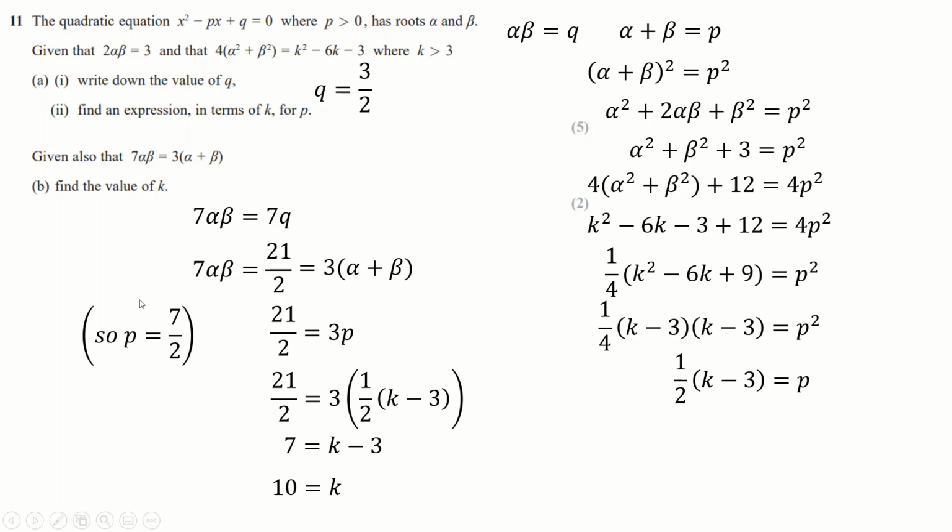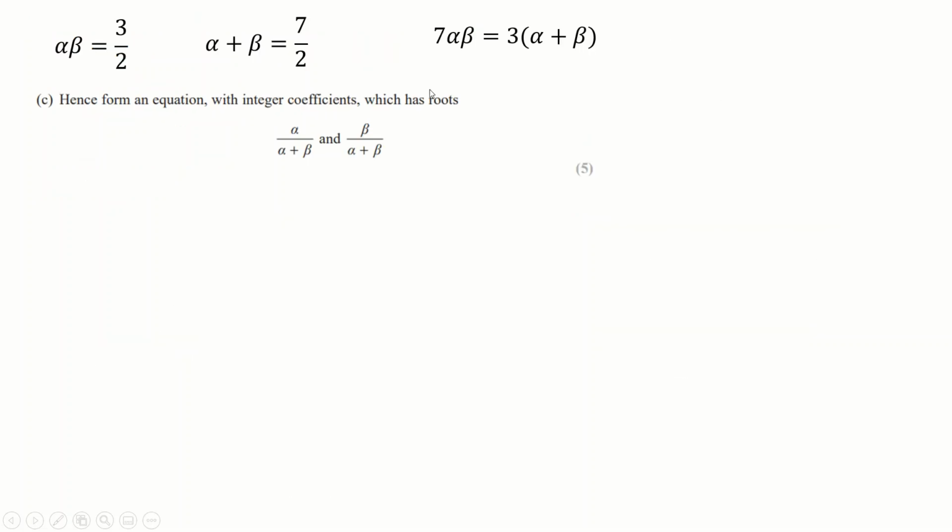I also said at this point, just because it's going to be helpful for the next bit, that this here implies that p is 7 over 2. So alpha beta is equal to 3 over 2, because that's what q is, and alpha plus beta is equal to 7 over 2, because that's what p is. And also, apparently this thing is true. I've just written down what we know so far in the question to see if it will help me for this. Hence form an equation which has roots this.